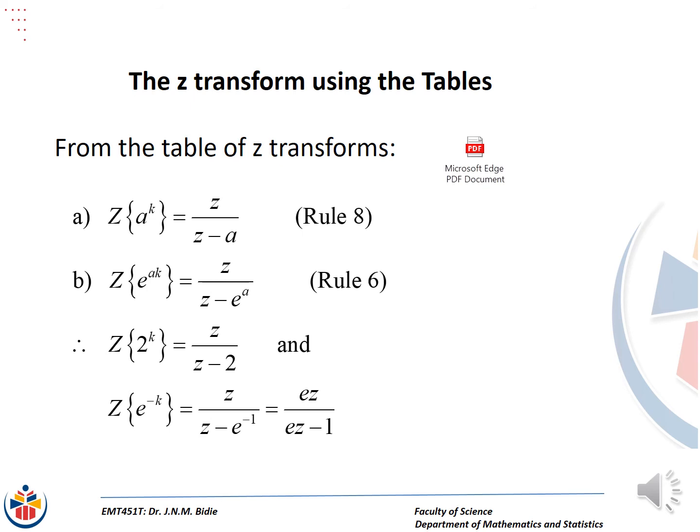And then for b, e to the power ak, note that it will always be Z over Z minus e to the power a. That means it will be that exponent without k. So there is the second example. We have here e to the power negative k, so the coefficient of k here is negative 1. Hence we have Z over Z minus e to the power negative 1, and then we simplify, giving us ez over ez minus 1.